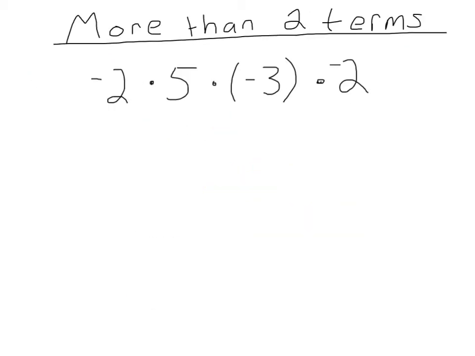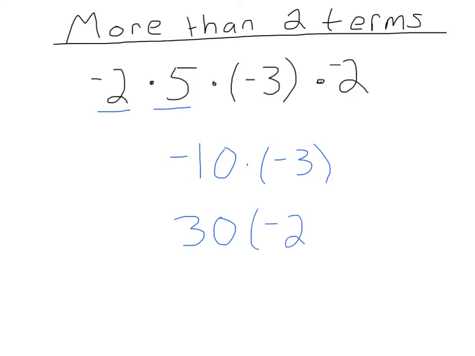The second way that we can multiply an expression that has more than two terms is to just take it term by term. So in this example, we would start with negative 2 times positive 5, which would give us a negative 10. Then we have negative 10 times a negative 3, which will give us a positive 30. Then we have positive 30 times negative 2, which will give us a negative 60.